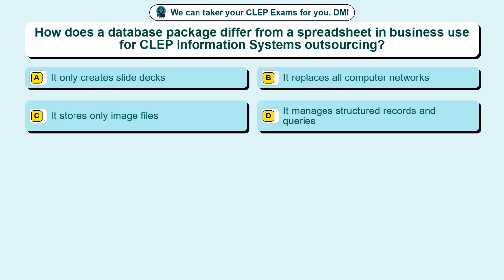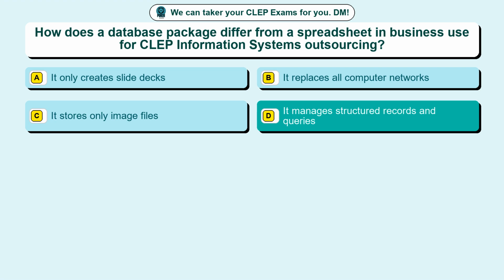Question 2. How does a database package differ from a spreadsheet in business use for CLEP Information Systems outsourcing? Option A. It only creates slide decks. Option B. It replaces all computer networks. Option C. It stores only image files. Option D. It manages structured records and queries. The correct answer is option D.